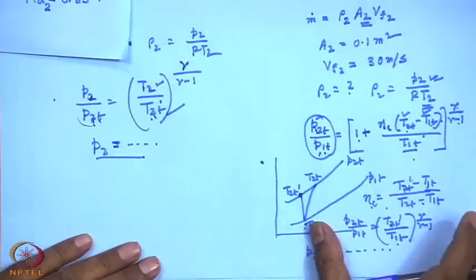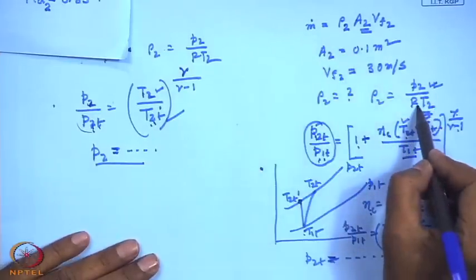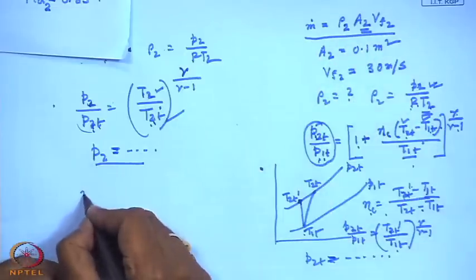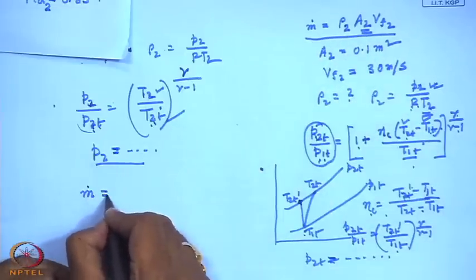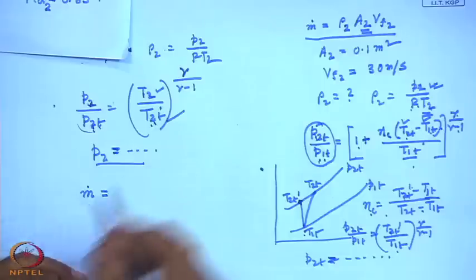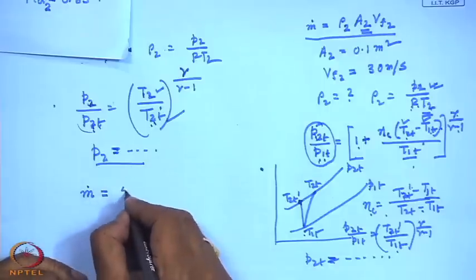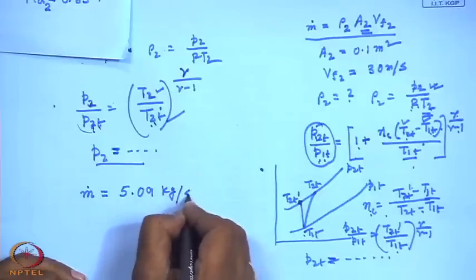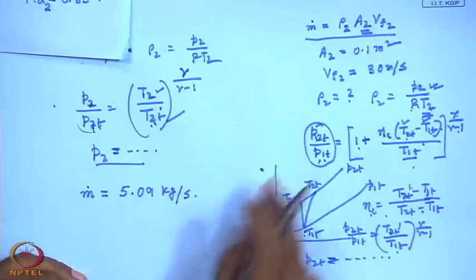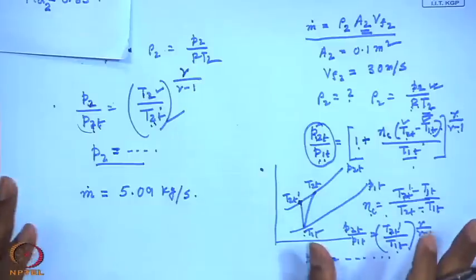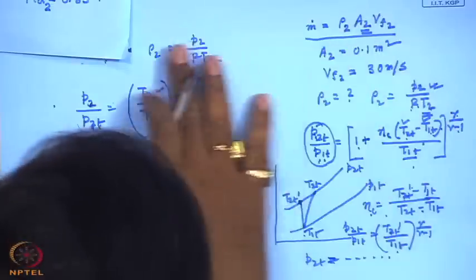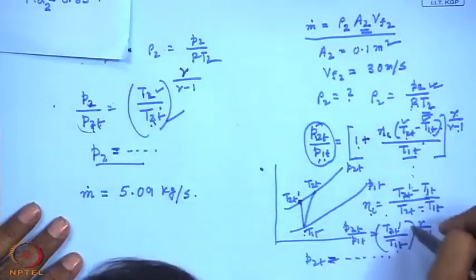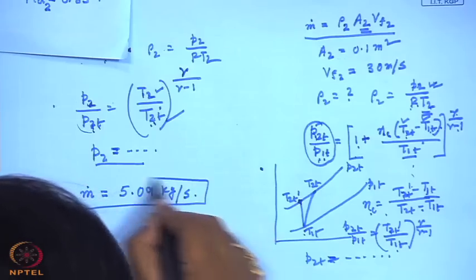So when P2 is found out, then you can find out rho 2 from P2 by RT2, and you can find out the mass flow rate. I am not doing things by putting the numerical value, but I tell you the way. So this value is, you check 5.09 kg, because this will take more time to solve by putting this value. So that's why I am not doing it. If you put these values, you will get the result. I think there will be absolutely no problem. Now only substitute the numerical value and get the results and check the results with this.